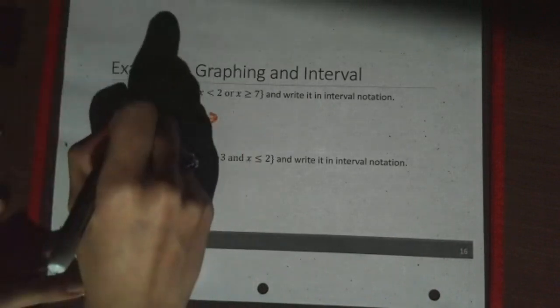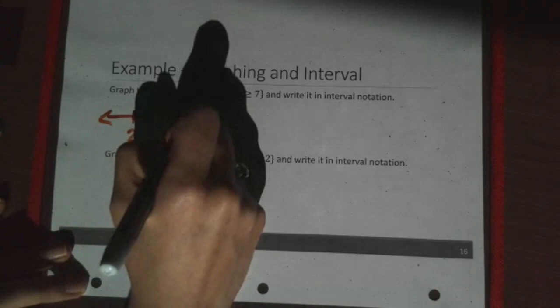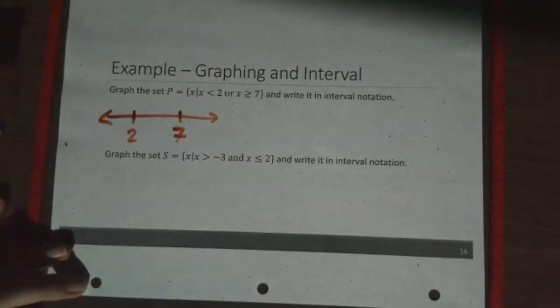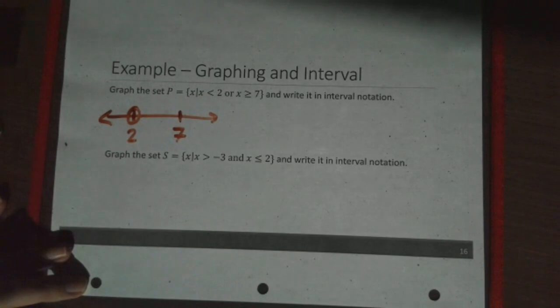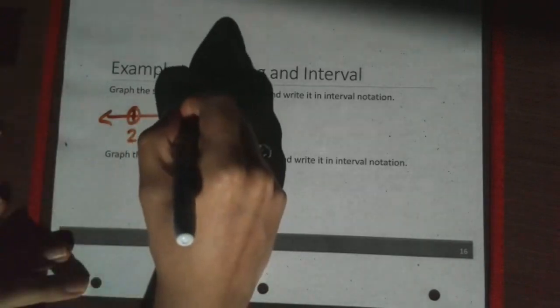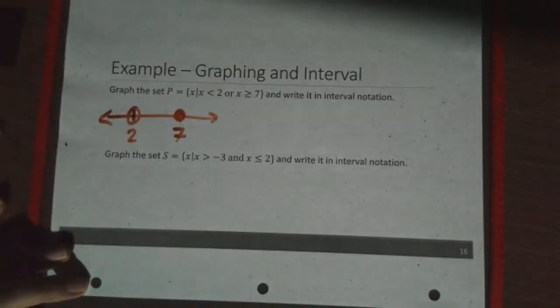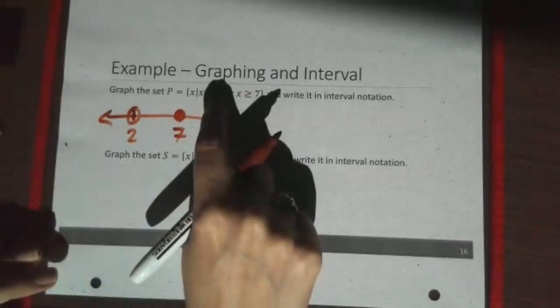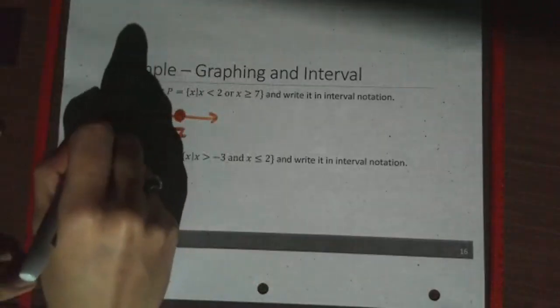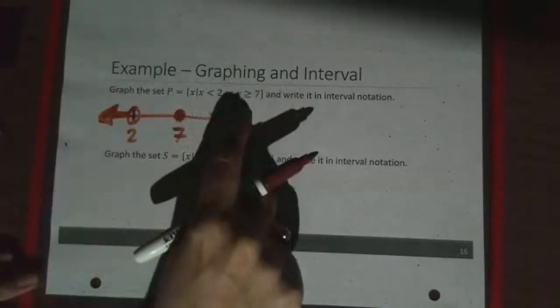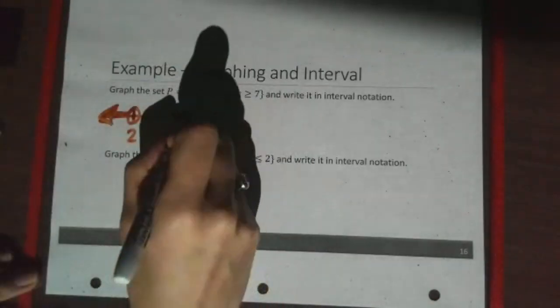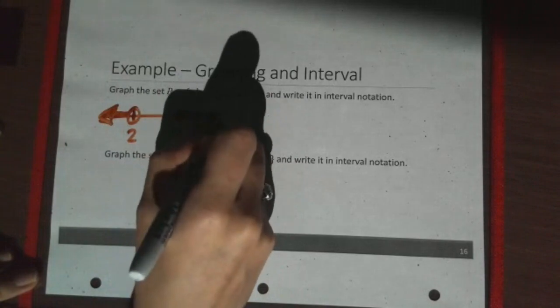Our two important spots are going to be 2 and 7. We have an open circle on 2 because we don't have equals. We have a closed circle on 7 because we do have equals. X is less than 2 means go to the left. So we want all of these. Or x is greater than or equal to 7, so greater than is going to be to the right of 7.